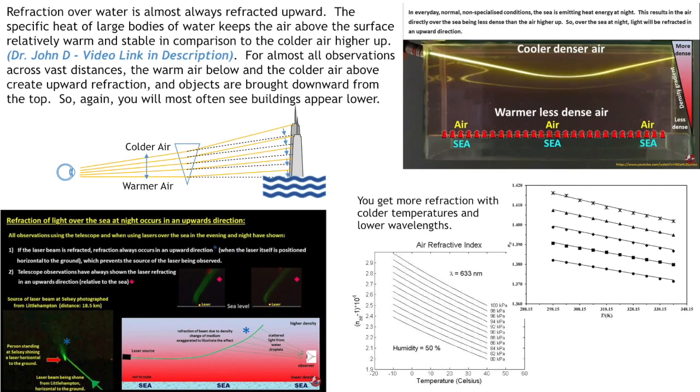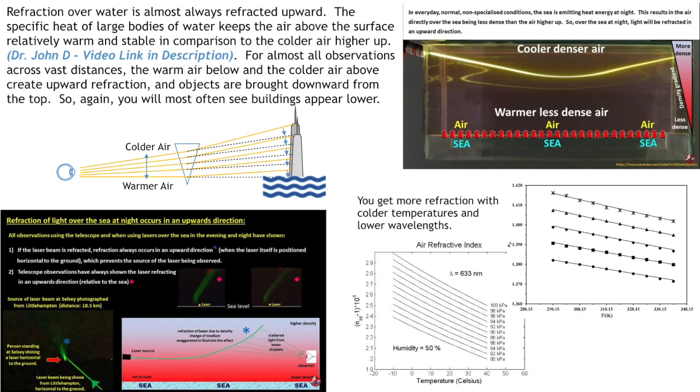So for almost all observations across vast distances, the warm air below and the colder air above create upward refraction of an object, and the objects are brought downward from the top. So again, you will most often see buildings appear lower than they actually are. And you can see the diagram of what that downward refraction would be like with an inverted prism, essentially. And again, most all laser experiments above large bodies of water show upward refraction of laser light.